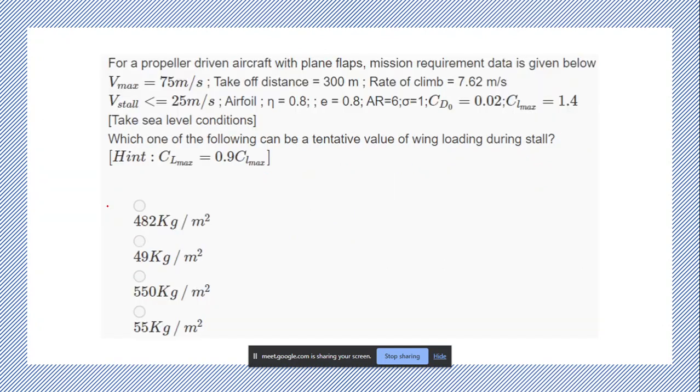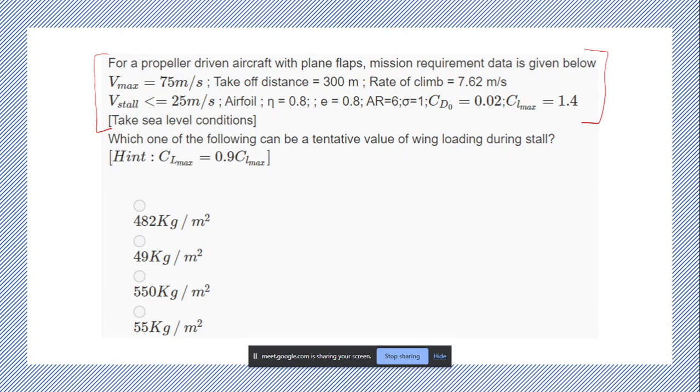Okay. Now we'll do a series of 5 questions that has the same parameters. So this is the data that is given for the 5 questions. We'll go about doing that. So let's just read the question. For a propeller driven aircraft with plain flaps, mission requirement data is given below. Vmax is given by 75 meter per second. Takeoff distance is 300 meter. Rate of climb is 7.62 meter per second. Stalling velocity is less than or equal to 25 meter per second. So stalling velocity is 25.